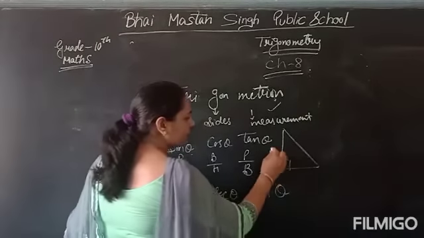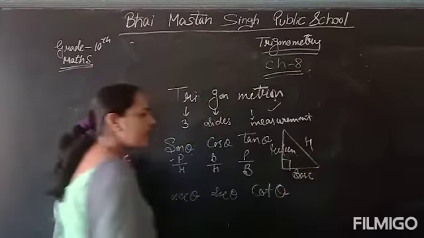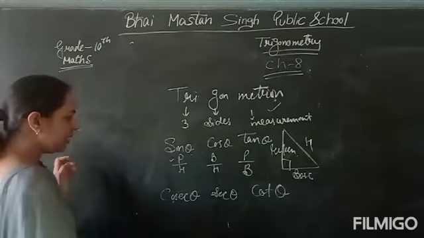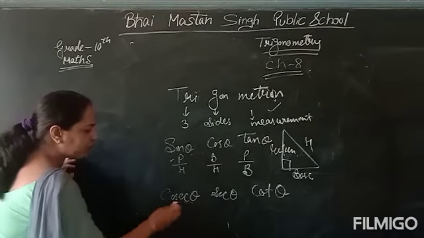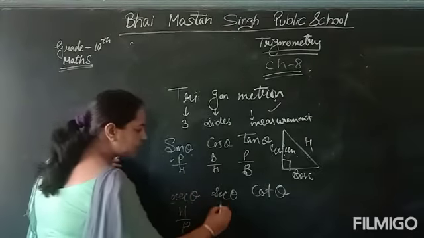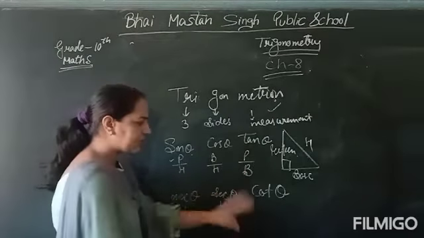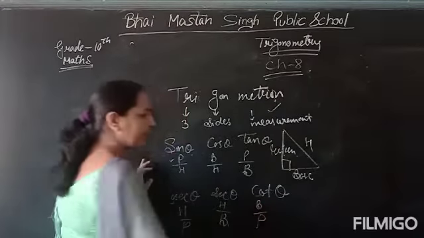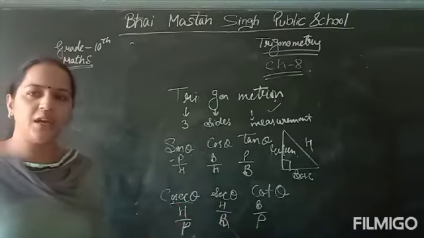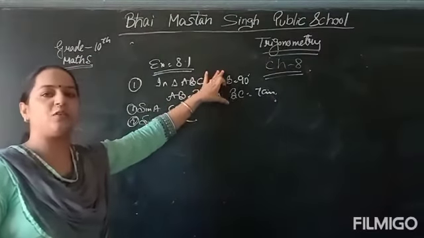P means perpendicular, B means base, H means hypotenuse. Now, cosecant is the reciprocal of this, so the value of cosecant will be H upon P. The value of secant will be H upon B. The value of cot will be B upon P, the reciprocal of tan theta. These are the basic things related to exercise 8.1. Now we will start exercise 8.1, which is related to these trigonometric ratios.